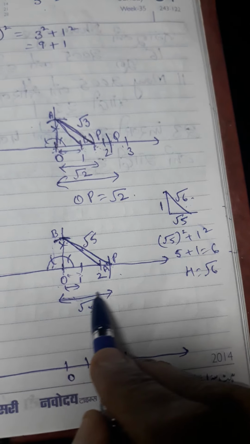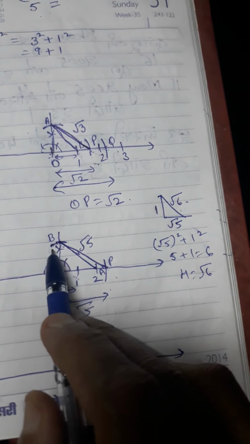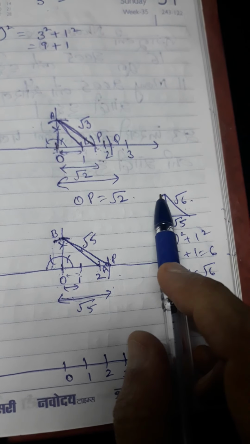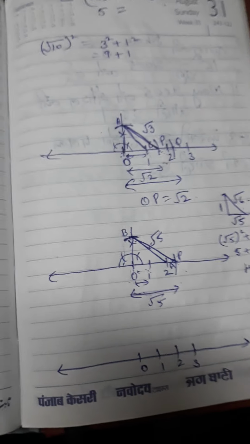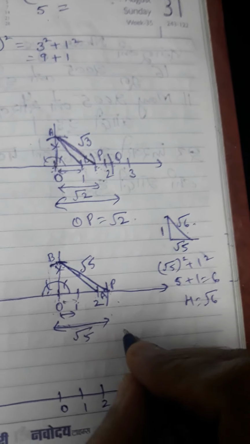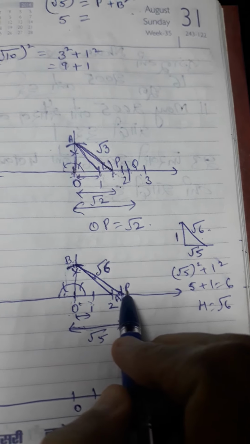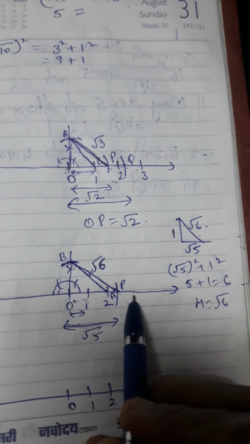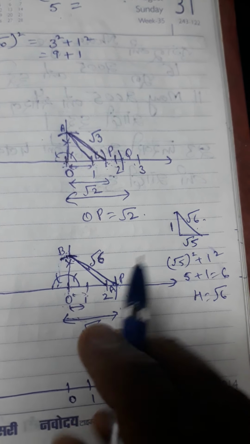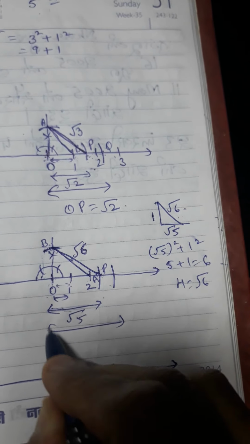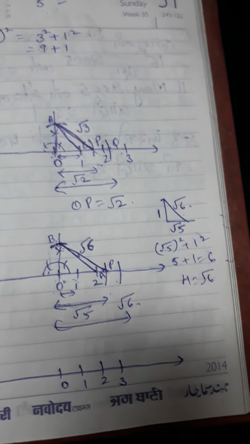This side we have under root 5. OB is 1. So this hypotenuse gives you under root 6. So BP is under root 6. Now to represent on the number line, again measure BP and keeping your compass at O, cut an arc here. So this length gives you under root 6.